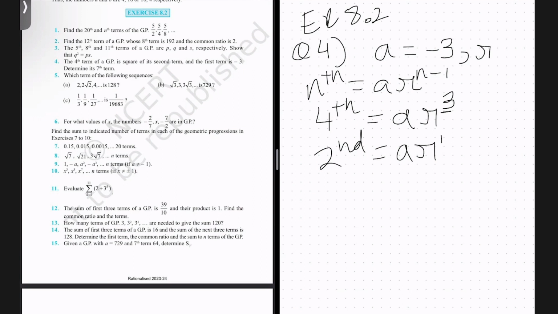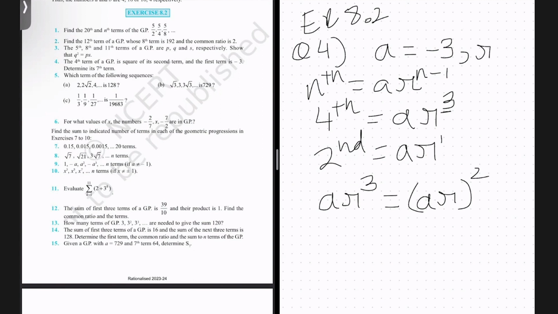We have been given that the fourth term of the GP is square of its second term. So when we square this second term, we are going to arrive at the fourth term, right? So that is what we are going to do. We are going to square this up and see what we arrive at. So the fourth term has been given to us as A r to the power 3. So A r to the power 3 is equal to A r the whole squared, correct? This is what I arrived at.